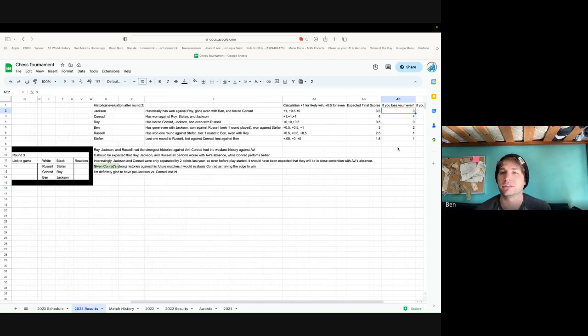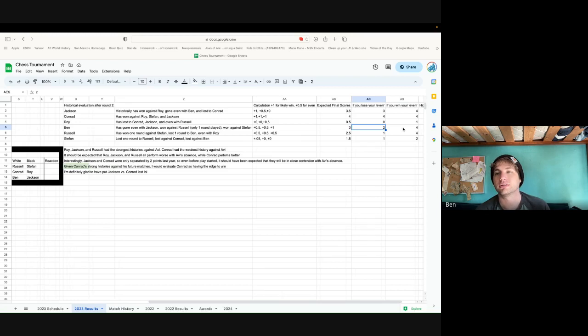Conrad's unchanged. Roy drops down to 0. I drop down to 2 because I had 2 halvesies, which makes 1, so -1. My dad drops down to 1, so he had a lot that he was even with, and Stefan drops down to 1. If you win your evens, it looks like this. It goes 4, 4, 1, 4, 4, 2.